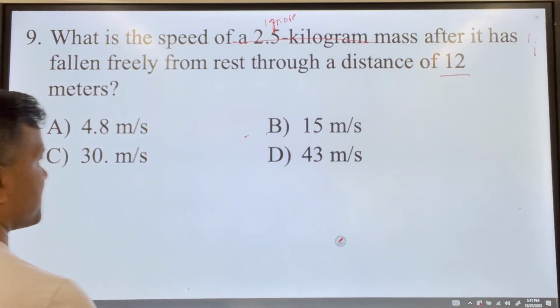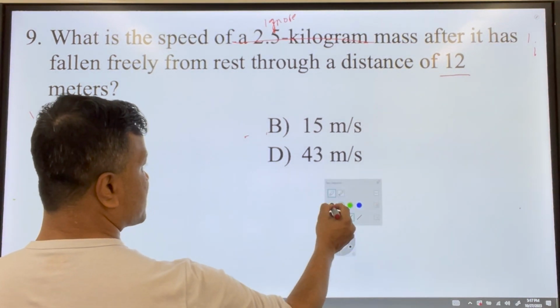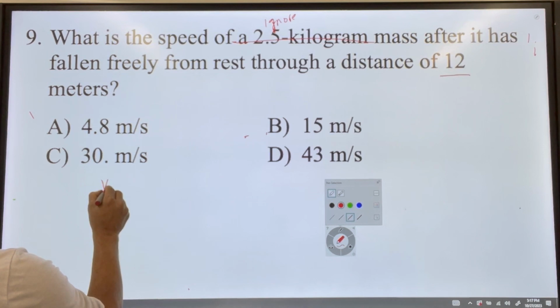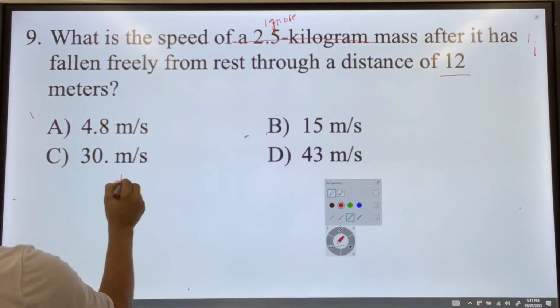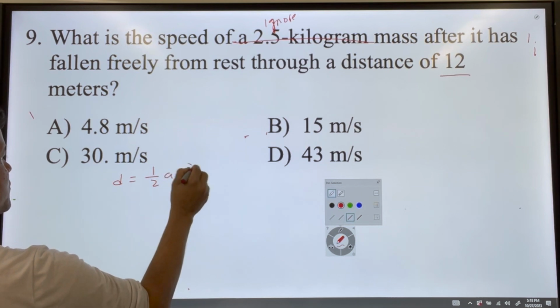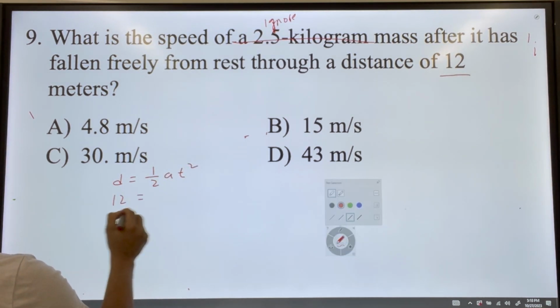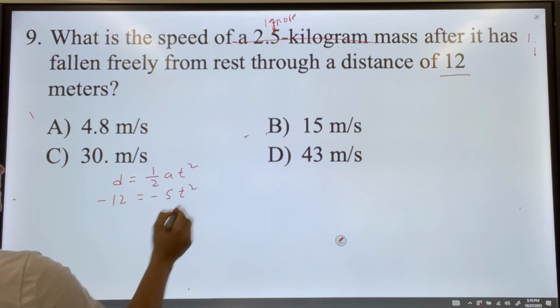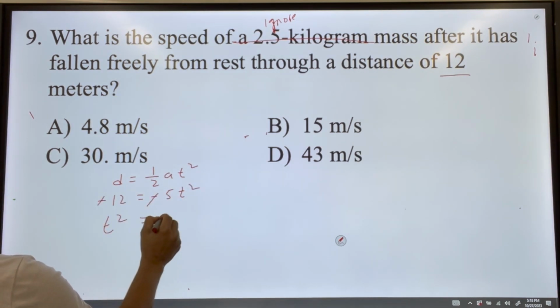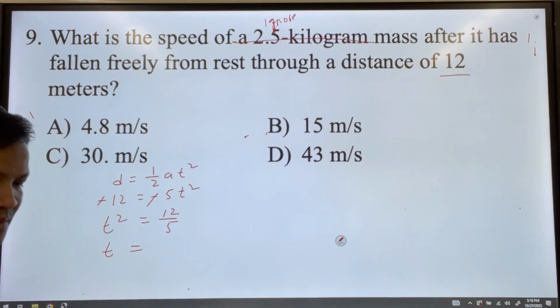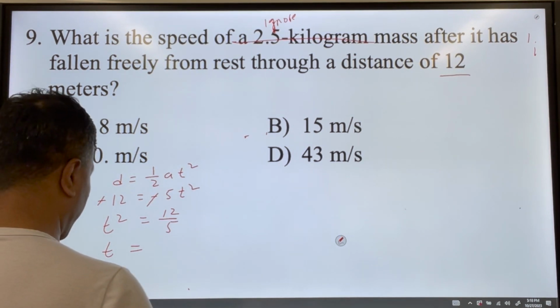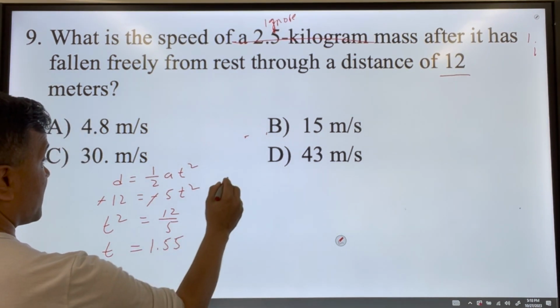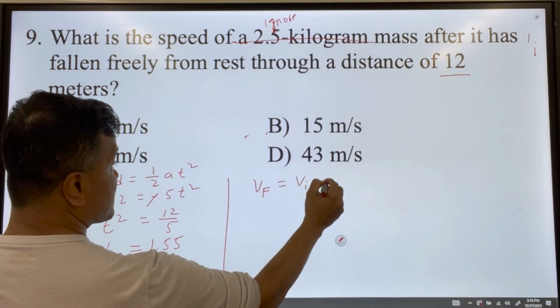Okay, so we're going to try to find the speed. To find the speed, first we have to find the time. So let's first find the time. d is equal to half at squared, right? Because you're dropping it. So negative 12 is equal to negative 5t squared, right? So negative negative cancel, t squared is equal to 12 over 5. So t is the square root of 2.4, and that would be 1.55.